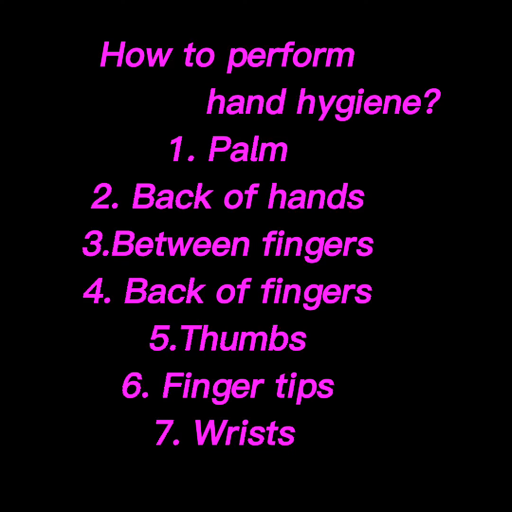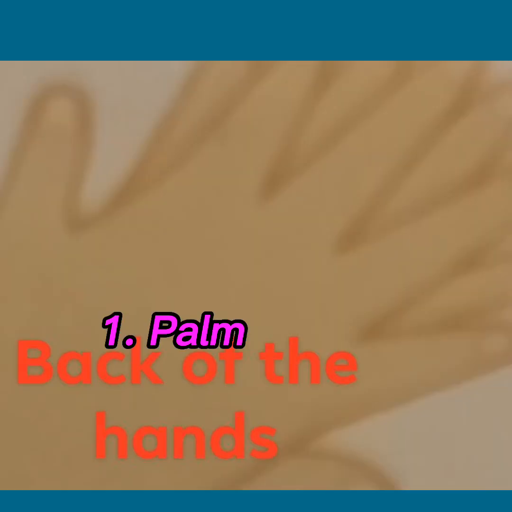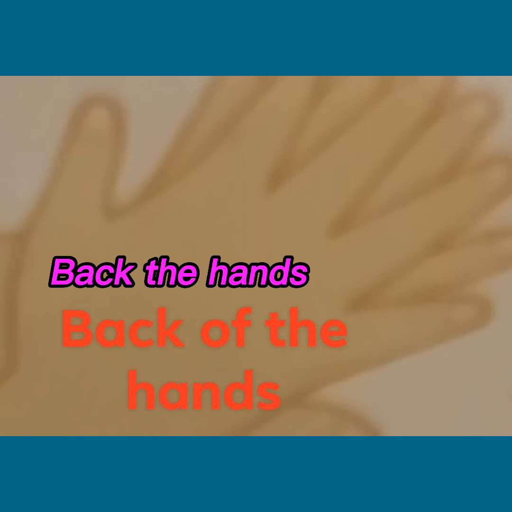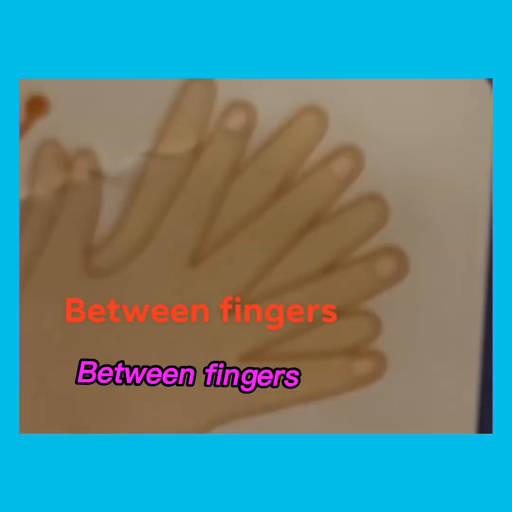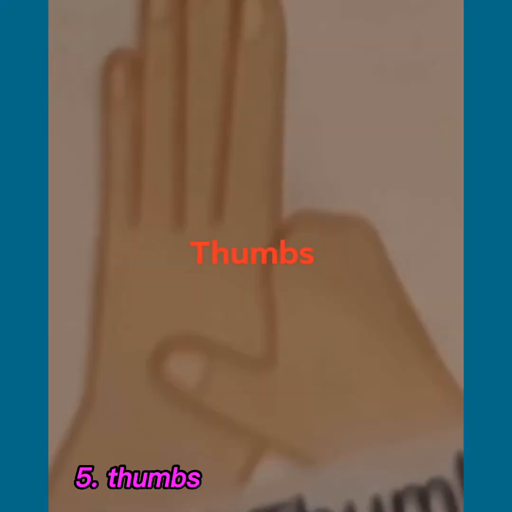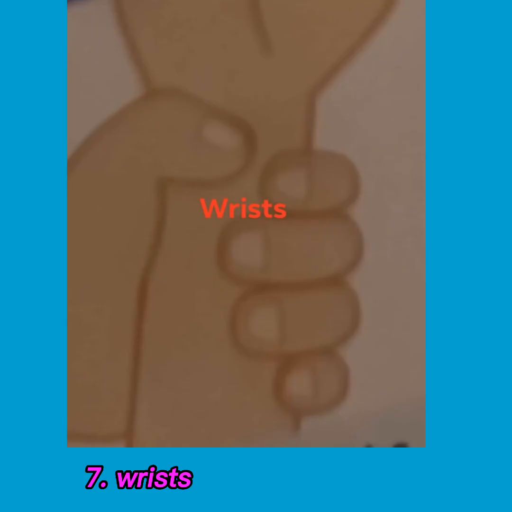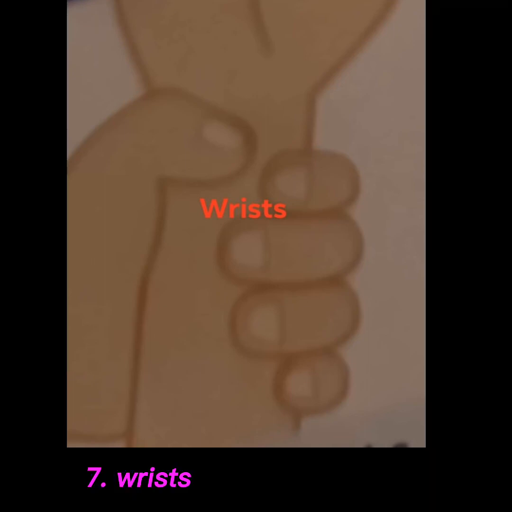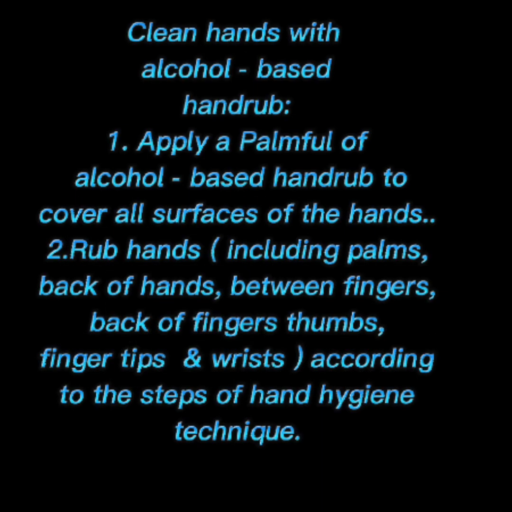7 steps of how to perform hand hygiene. 1. Palms. 2. Palm to back of hands. 3. Between fingers. 4. Back of fingers. 5. Thumbs. 6. Fingertips. 7. Wrists.